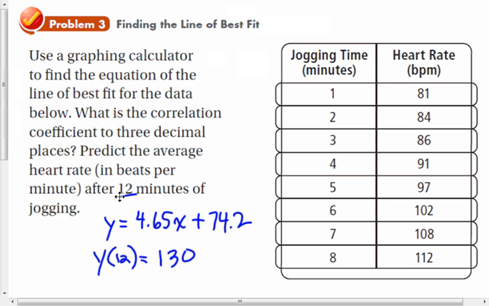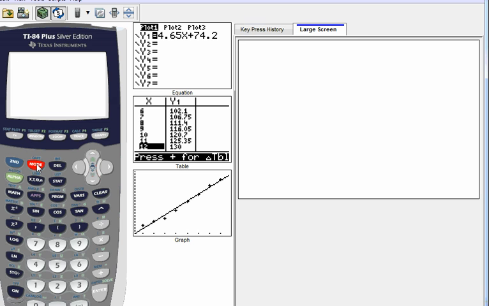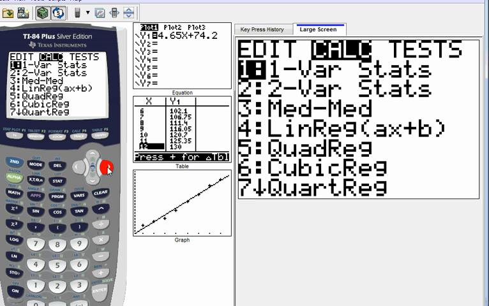And the last thing we need is a correlation coefficient. The correlation coefficient is a number that represents how accurate this line is. The closer the number is to 1, the more accurate it is. 1 would mean 100% accuracy. And we can get that from the calculator. Quit out of there and press your stat button again. And then where it says calc, if you press the first one, 2 variable stats is what we want.